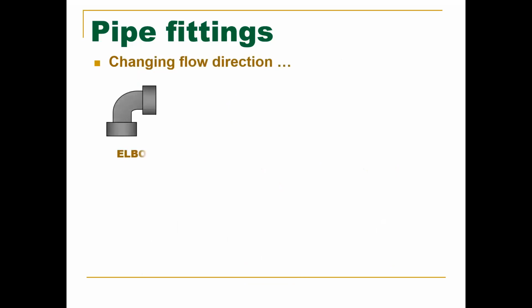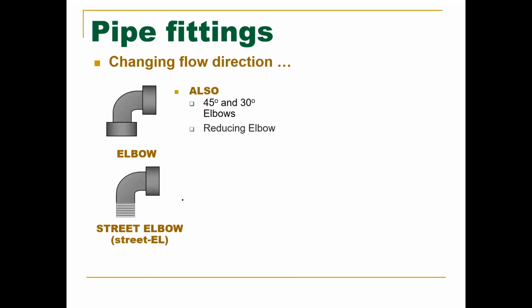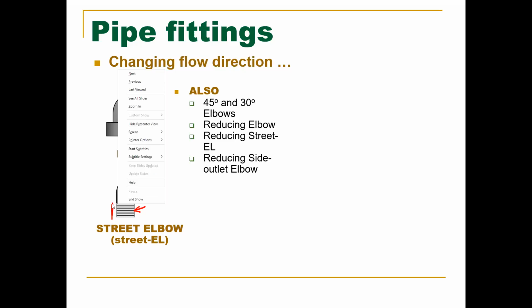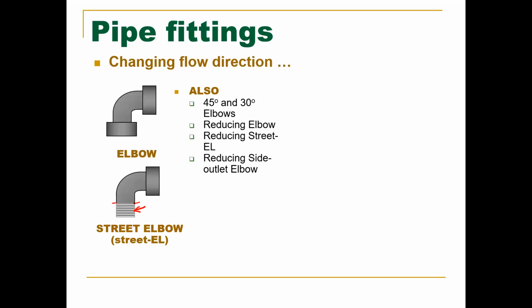Now, if you want to change the flow, change its direction, we have an elbow. We have what's called a street elbow. These elbows can come in 45, 30, 90, reducing elbow, reducing street elbow, and a reducing side outlet elbow. They can come in all the different versions that we saw earlier. A street elbow, and this is what we were talking about earlier, will thread into the inside of a pipe.